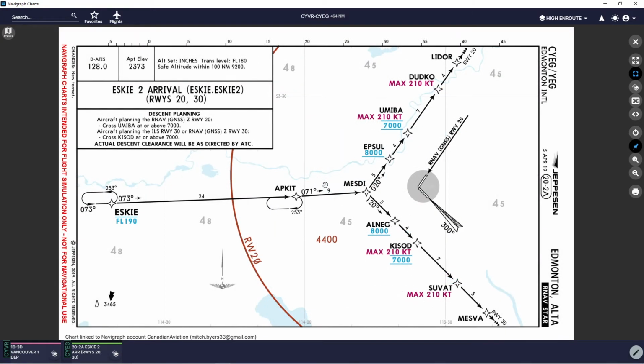Okay, so now that we've looked at the SIDs, we're going to get right into the STARs that we have here in Canada on Navigraph charts. So we have 2 types of STARs here in Canada. We have RNAV STARs and then RNAV STARs that lead directly into an approach. So the RNAV STAR that we're looking at here today is the Esky 2 into Edmonton for runway 20 and runway 30.